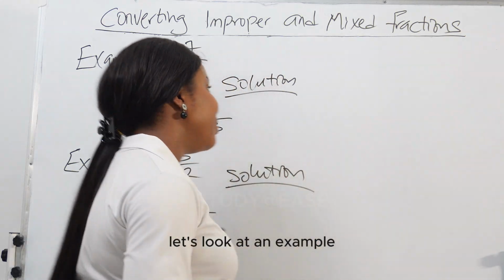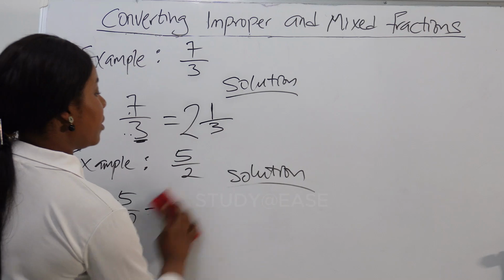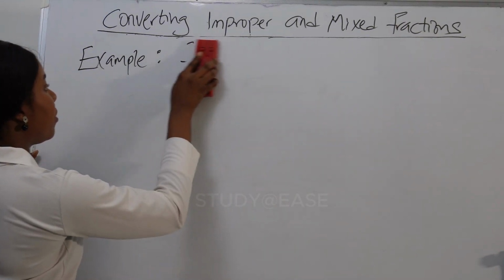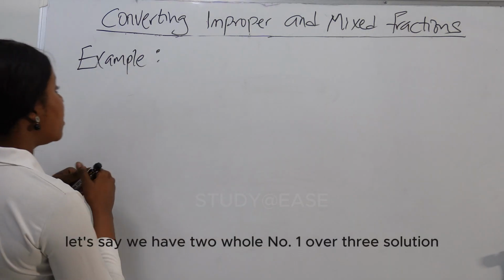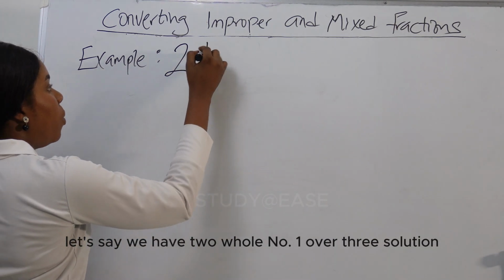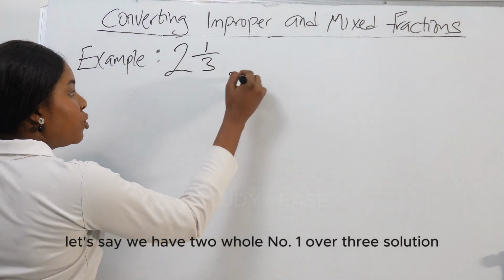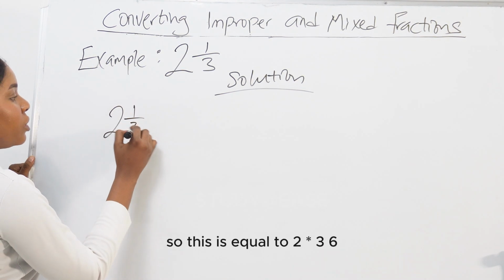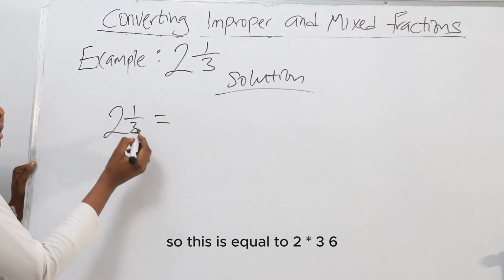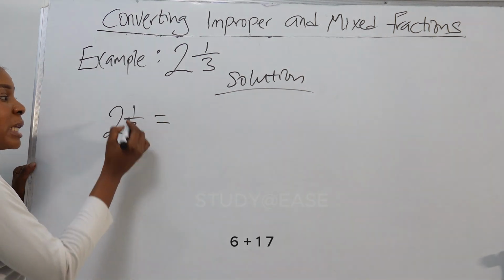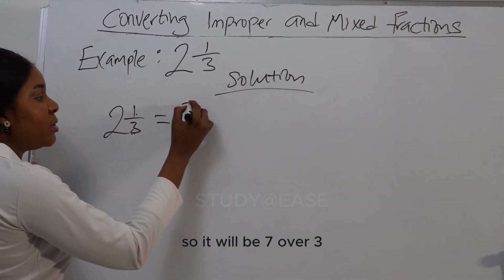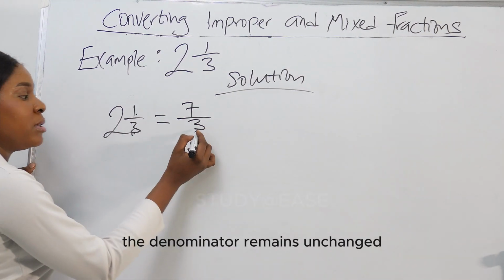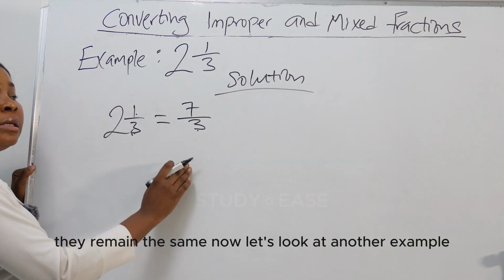Let's look at an example. Let's say we have 2 whole number 1 over 3. Solution. So this is equal to 2 times 3, 6. 6 plus 1, 7. So it will be 7 over 3. The denominator remains unchanged. They remain the same.